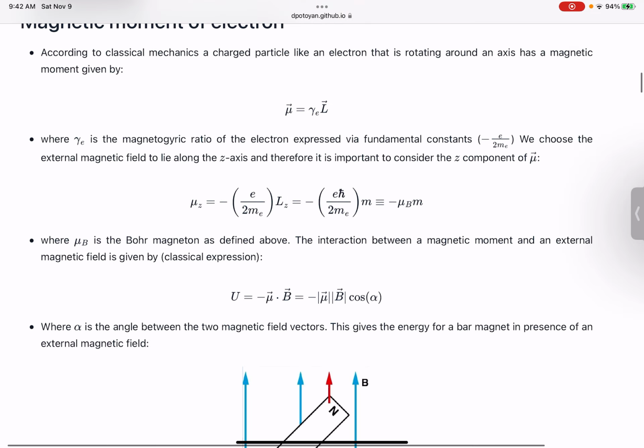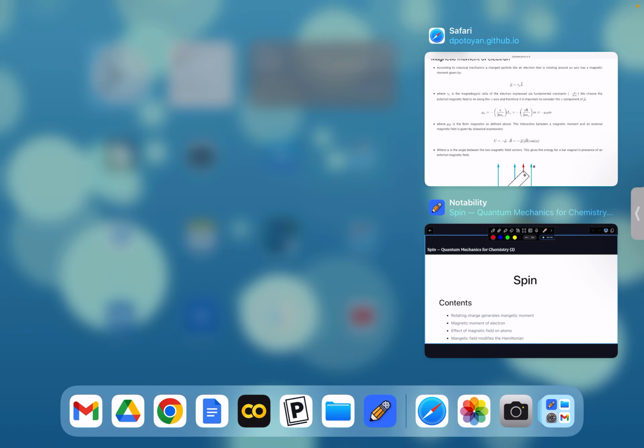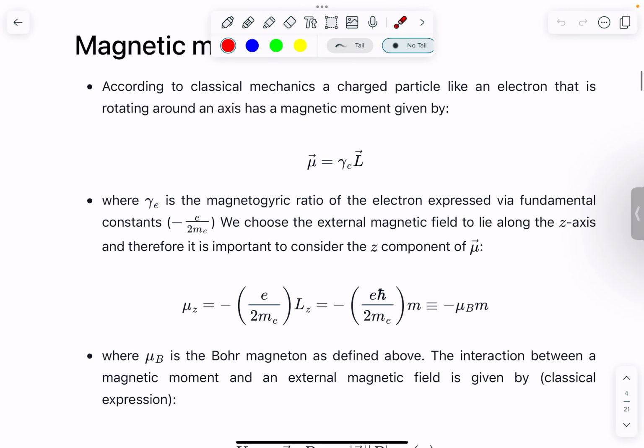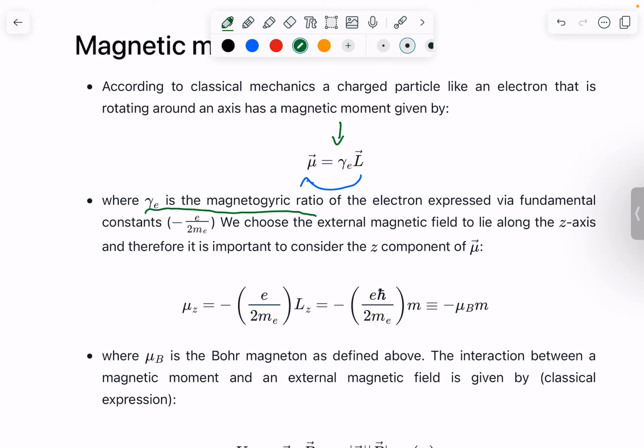So mathematically, and here let me switch to my Notability so I can draw some stuff here, we see a simple relationship between the angular momentum and the magnetic moment. There is just a prefactor that's called the gyromagnetic ratio, or magnetogyric ratio, the same meaning. It consists of fundamental constants: the charge of the electron divided by 2 times the mass of the electron. So basically a simple relationship.